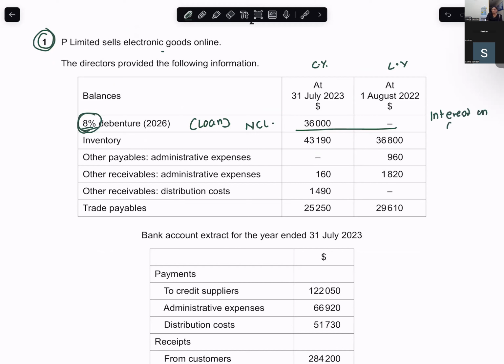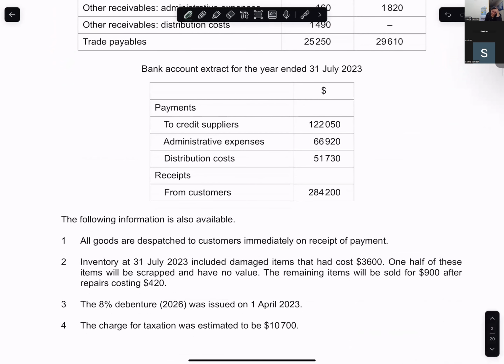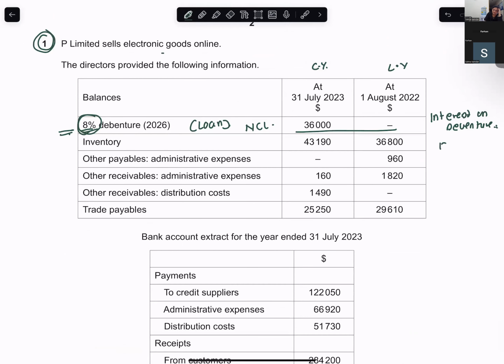So whenever you are doing the income statement, every item you will take and you will try to see if there is anything else related to it, here debentures. It says the 8% debenture 2026 was issued on 1st April 2023. What does this mean? It means it was issued before 2026.